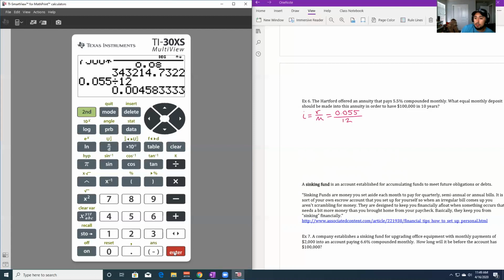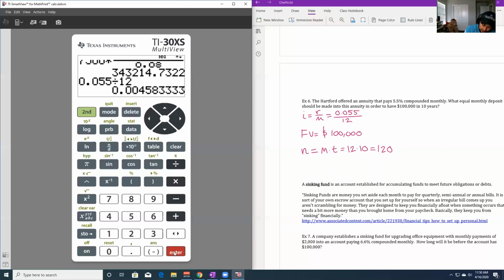And then it says, what equal monthly deposit should be made into this annuity in order to have $100,000 in 10 years? Okay. So they're giving us the future value that we want. We want to have 100,000 in 10 years. And then the last piece they're giving us is N. N is compoundings times time. We are compounding monthly, which is 12, times the years, which is 10. So that's 120.